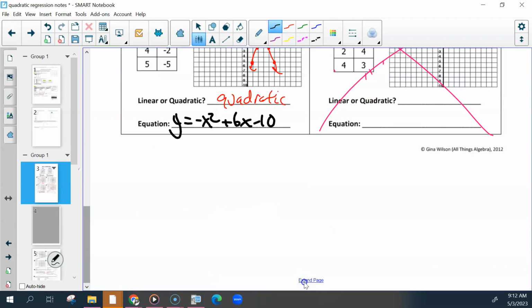Do we have any questions on how to find the curve of best fit or the quadratic regression in Desmos or in the calculator? We were going to do some word problems.